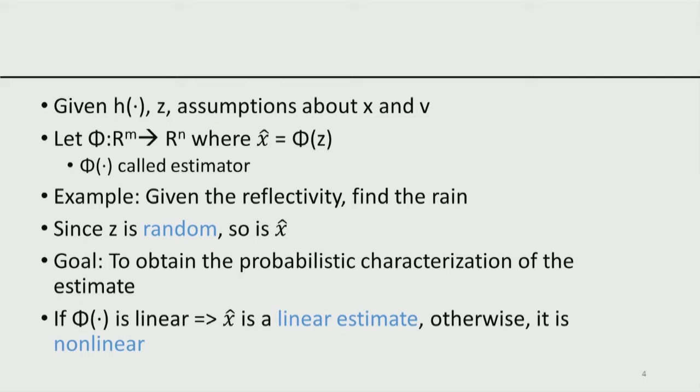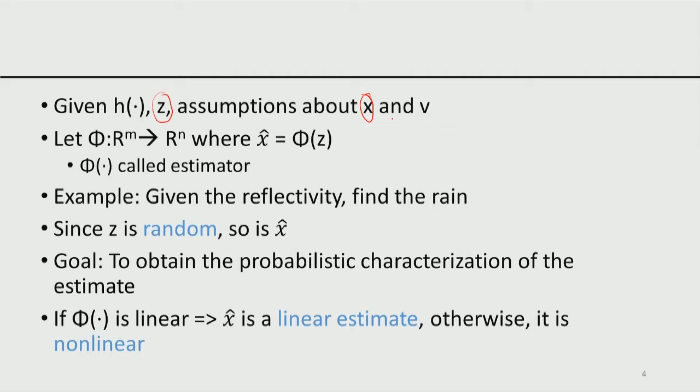So given a function h and assumptions about x and v as we have done, I would like to be able to now concoct a function phi, which is from R^m to R^n. What is R^m? Z belongs to R^m. Please remember that. Z contains information. What is R^n? x is in R^n. So I would like to be able to transfer information from z to x. Z is known, x is not known. I have to transfer information from z to x.